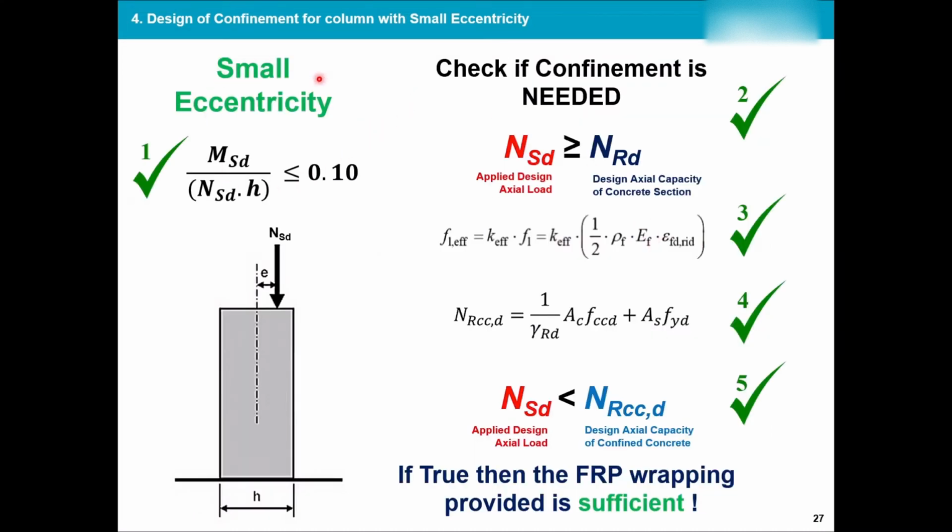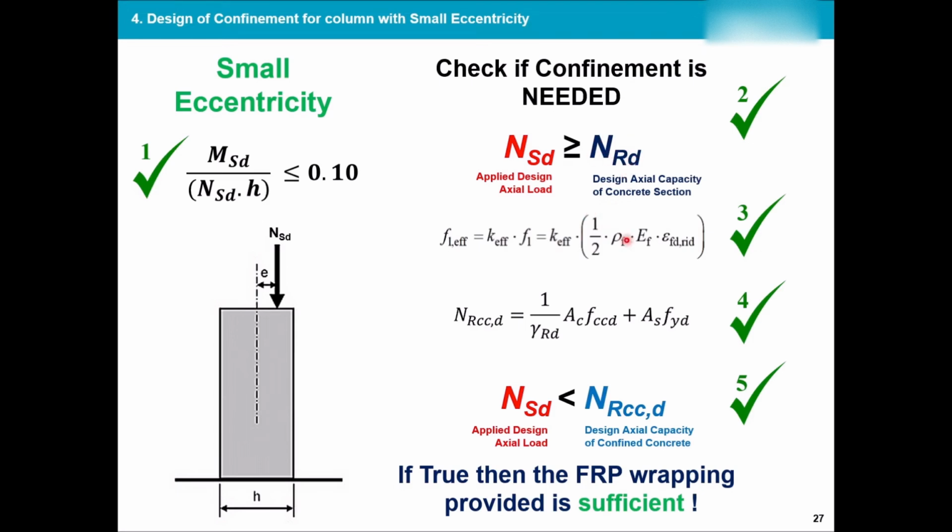So let's summarize it. We understood first of all that we have small eccentricity, less than 10%, comparing the applied moment, the applied actual force, and the height of my cross section. Then we checked whether the NSD, the applied actual force, is less or more than the actual capacity of my concrete section, which was a very simple formulation, and we realized that it's not. The applied is higher, so we need confinement. Then I calculated that long formulation, F1 effective, and having that, I managed to calculate FCCD.